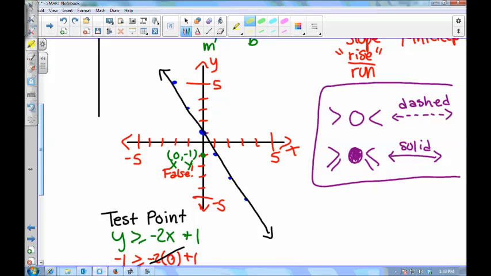We're going to shade the true section. You only shade where it's true. Where it is true is everything to the right. We could pick any point in this area and it would always come out true. Versus the other side, any point we picked on the other side would always come out false.